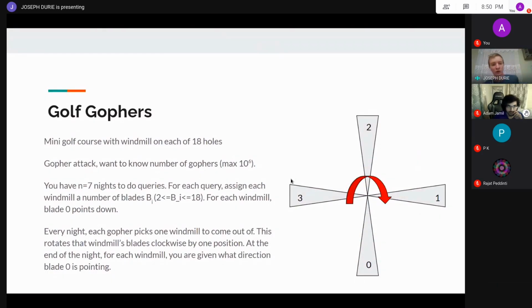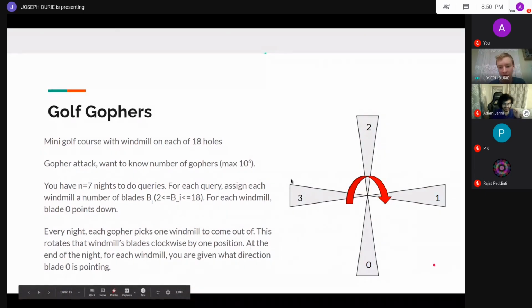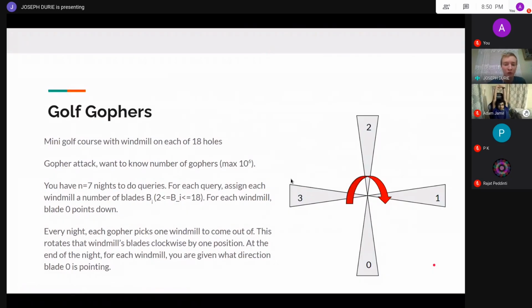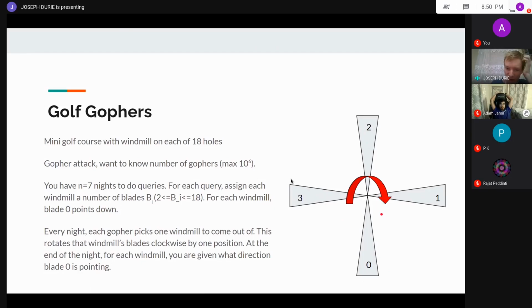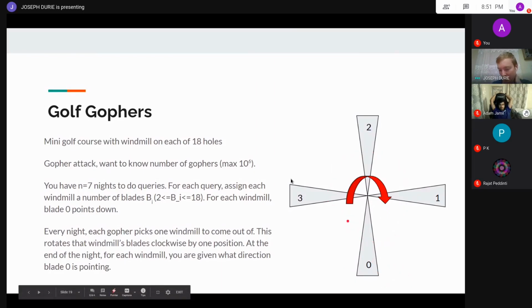So you have a mini golf course with 18 holes, where each hole has a windmill. And every night, some gophers attack, and you want to know how many gophers there are. And it's the same number every night. So you have 7 nights where you can do queries. And for each query, you assign every windmill a number of blades that's between 2 and 18. And you point the blade with index 0 down. And every night, each gopher picks a windmill to come out of and rotates that windmill's blades clockwise by 1 position. And at the end of the night, you know what direction blade 0 is pointing.